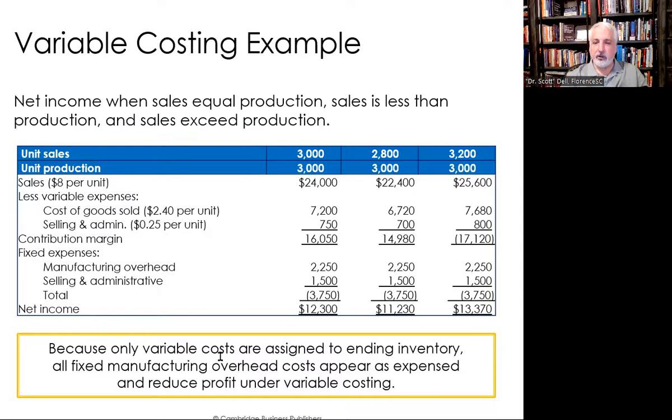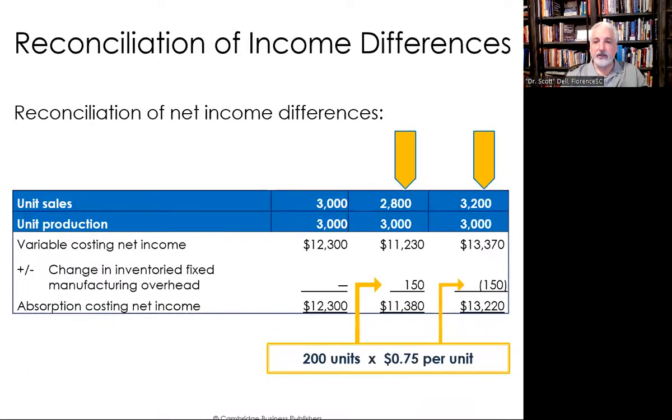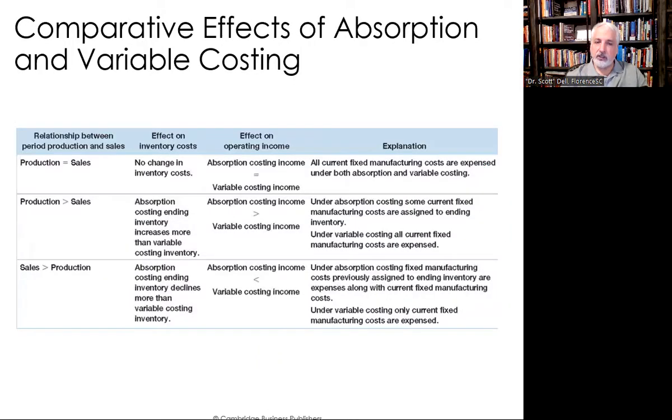Okay. And because only variable costs are assigned to ending inventory in a variable costing example, all fixed manufacturing overhead costs appear as expensed and reduce profit under variable costing. So that's what we're looking at. And we're trying to look at the differences between absorption costing and variable costing. So summary, we're looking at the effects on inventory costing. All right. If production equals sales, we're good to go. When production is greater than sales, absorption costing ends up increasing our inventory, and increases our bottom line net income.